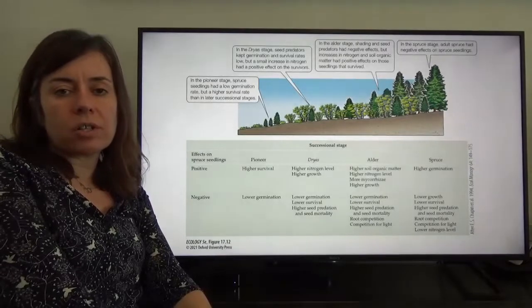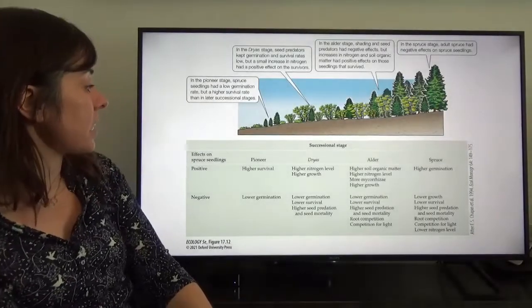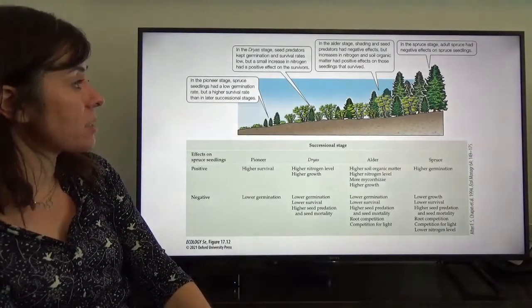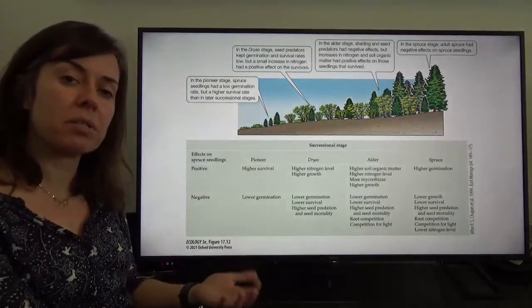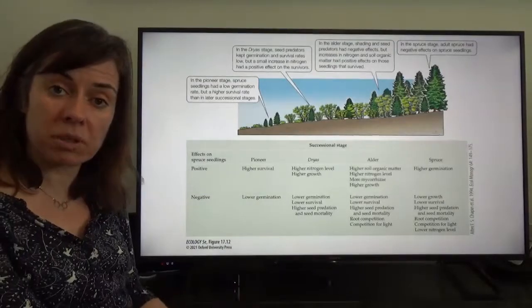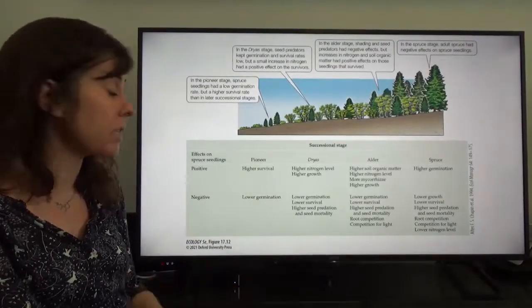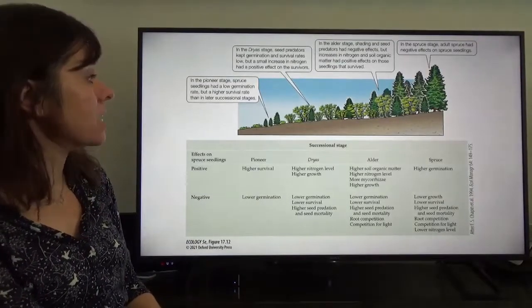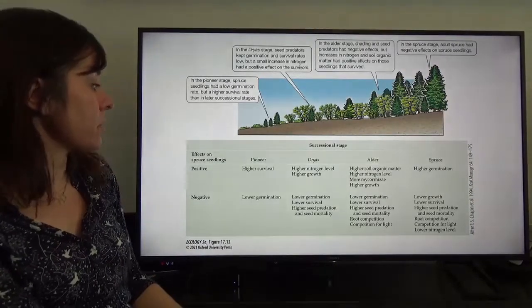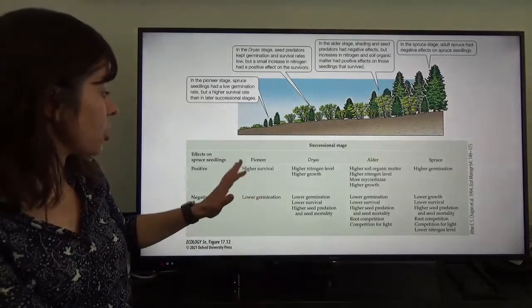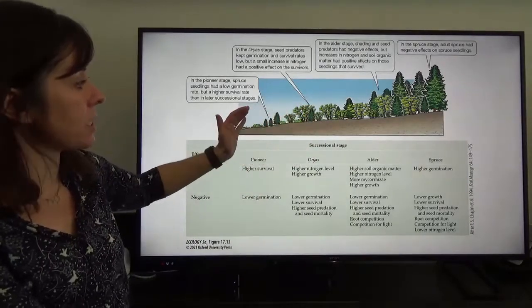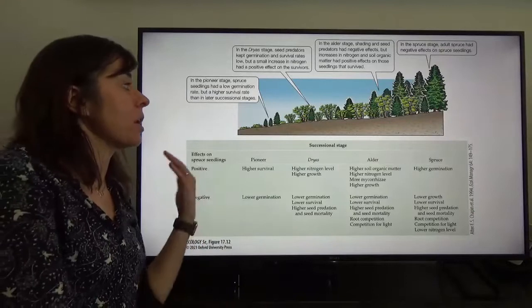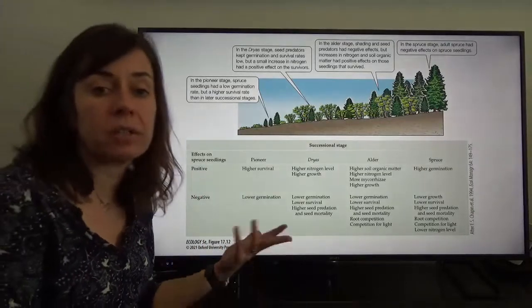And Terry Chapin, who's a really incredible Arctic and boreal ecologist, decided that he would tackle an experiment where he planted spruce seedlings at all of these stages to try to test some of those models of succession that we just talked about: the facilitation, inhibition, and tolerance. And what he looked at was germination, survival, and growth of spruce seeds. So he put seeds out in different places and looked at germination, survival, and growth in those different locations.